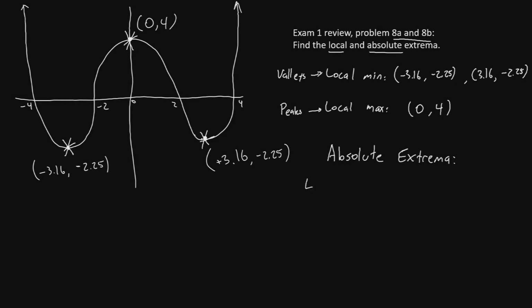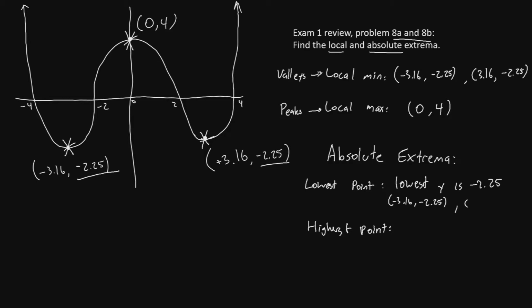For the absolute extrema, we are looking for the lowest point overall, then the highest point overall. So for our lowest point, we can see that we have two of them. We have 2 points that both have the same y value at negative 2.25. When you have a tie like this, we have to give both of them as our absolute extrema. So it turns out the absolute extrema are exactly the same as the local extrema in this case. Generally that won't happen, but it has this time.